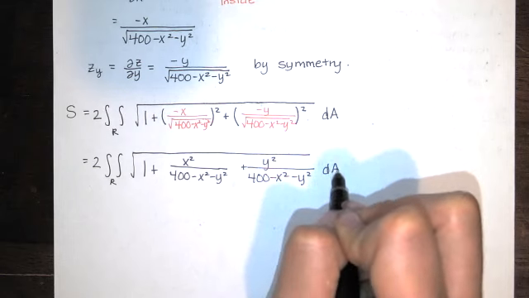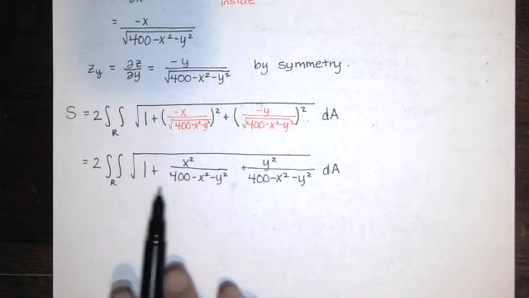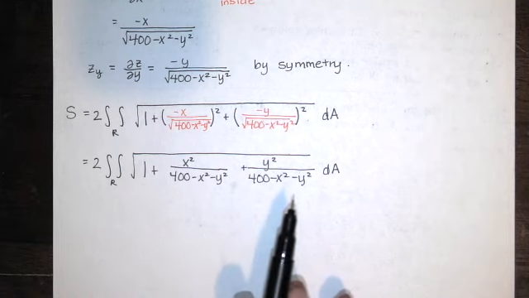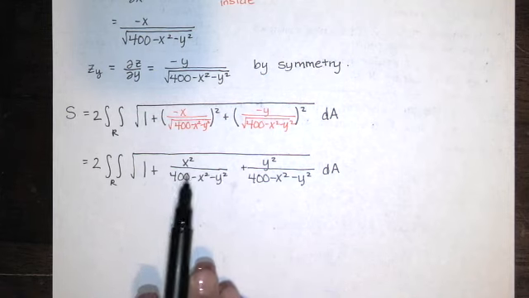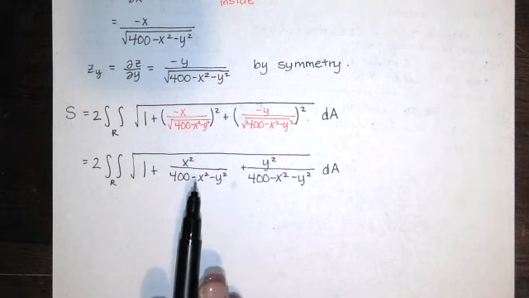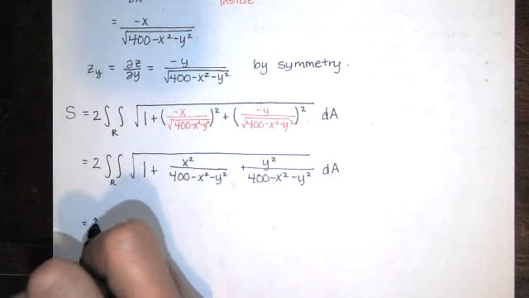And now we're here. Now these have the same denominator, so we can just add the numerators, keep that common denominator. And we'd like to get a common denominator for the entire expression under the radical. So I would write this one as 400 minus x squared minus y squared over itself so that it has the same denominator as these two expressions.